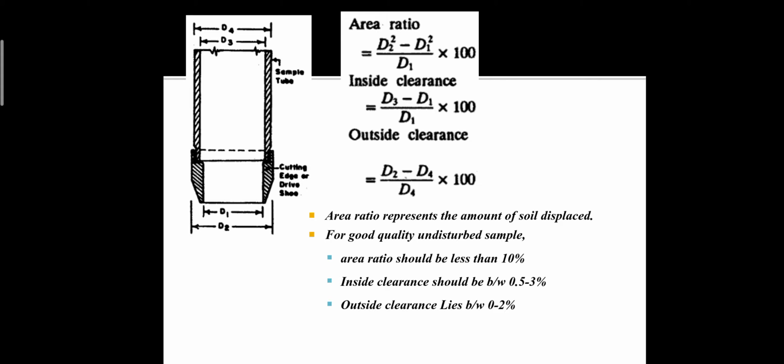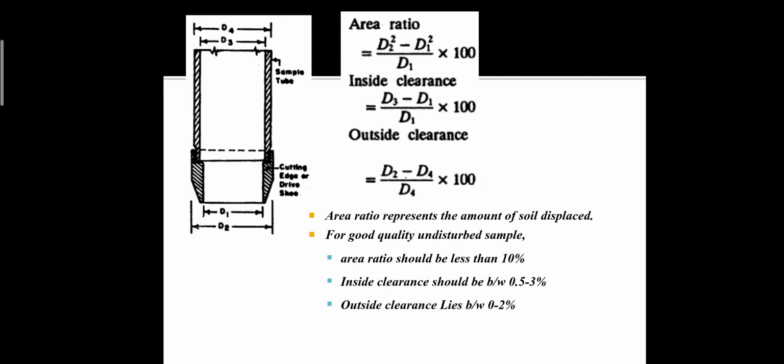D3 minus D1 divided by D1 into 100. And the inside clearance value should be between 0.5 to 3. If it is less than 0.5 or if it is greater than 3, then you can collect only disturbed samples. And outside clearance.